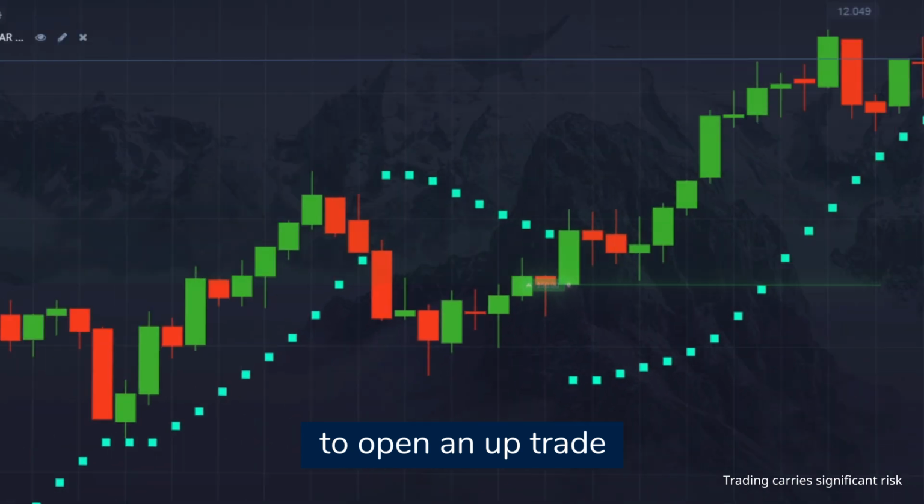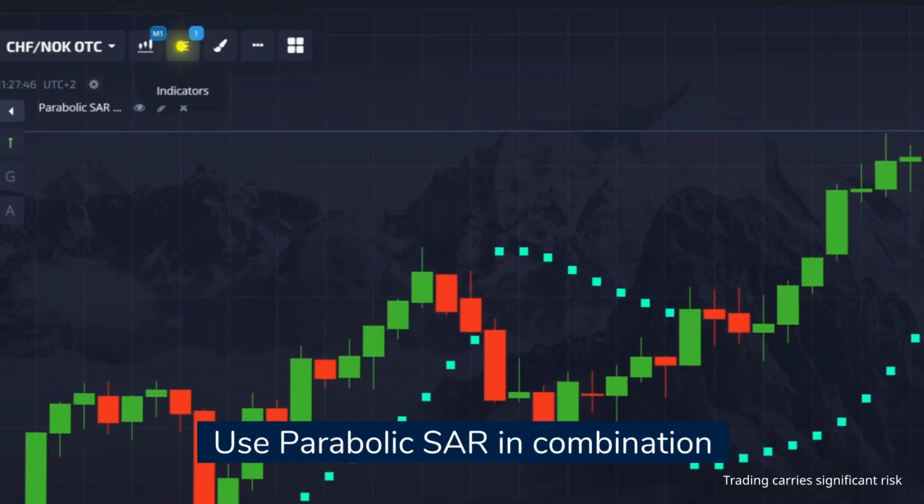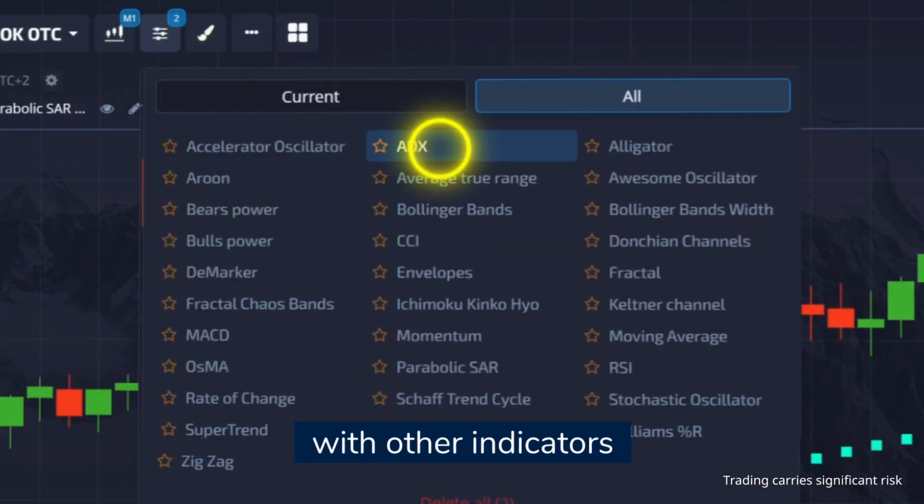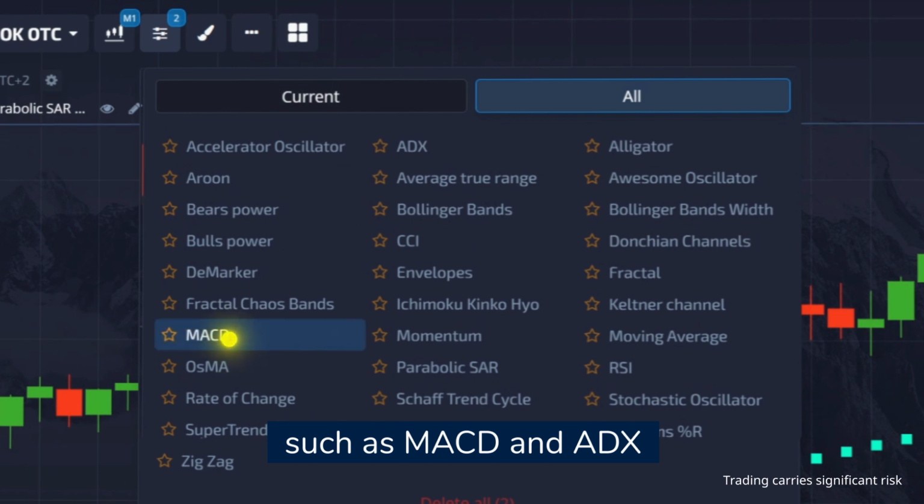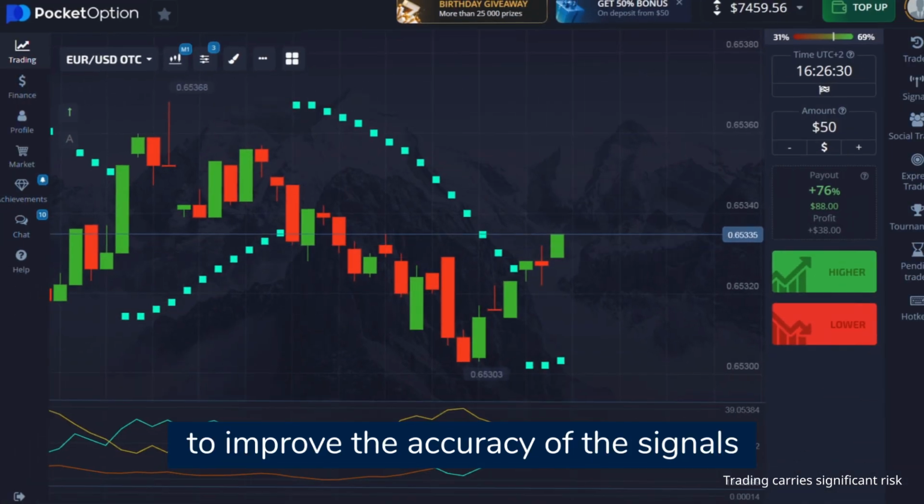Use Parabolic SAR in combination with other indicators such as MACD and ADX to improve the accuracy of the signals.